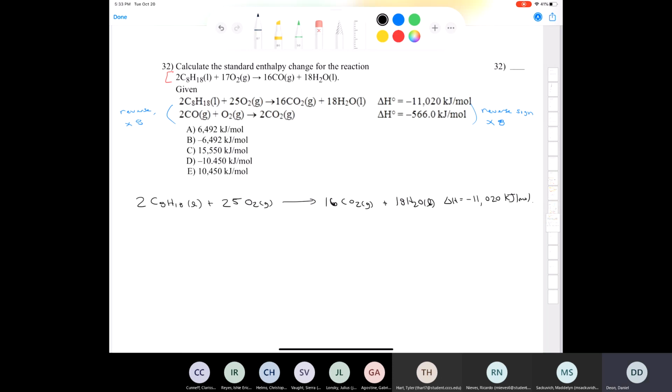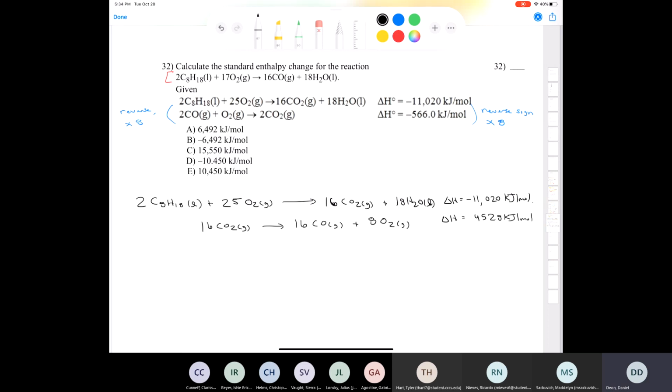When I reverse that equation and multiply by 8, I get 16 moles of carbon dioxide gas produce 16 moles of carbon monoxide gas plus 8 moles of O2 gas. Now, when I change the sign on negative 566, I just get 566. But when I multiply that by 8, I end up with 4,528 kilojoules per mole.